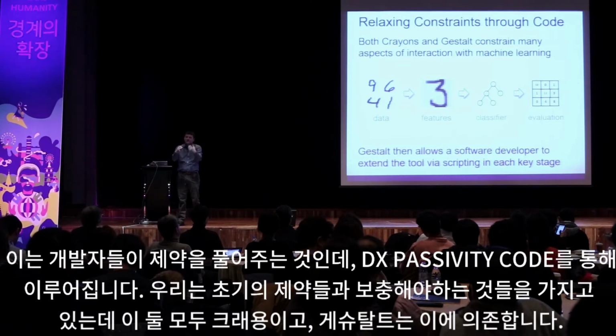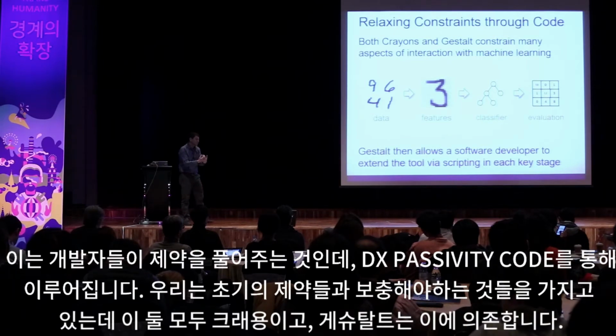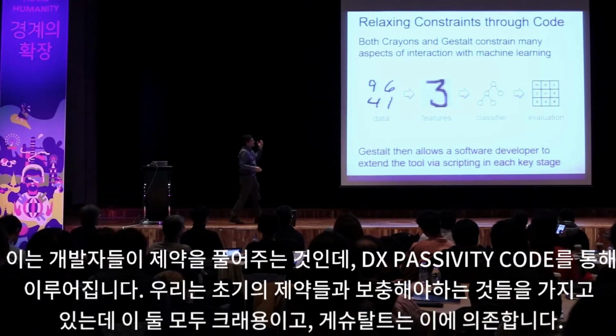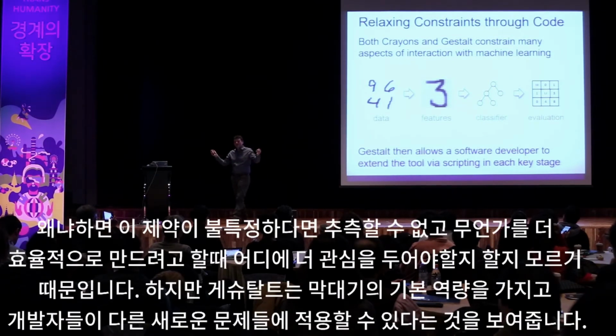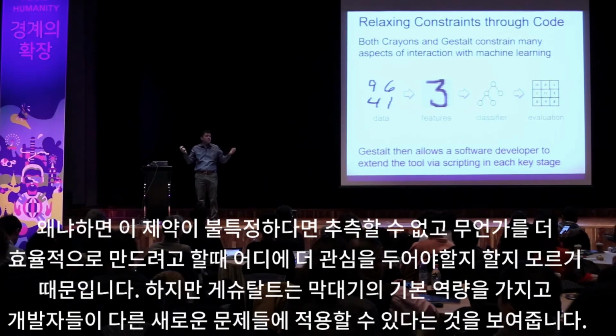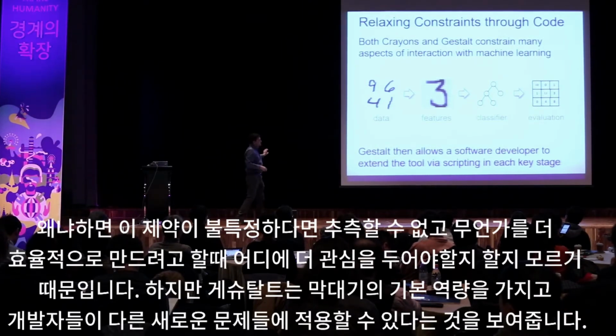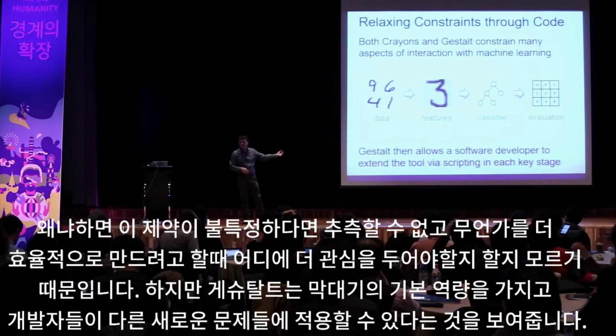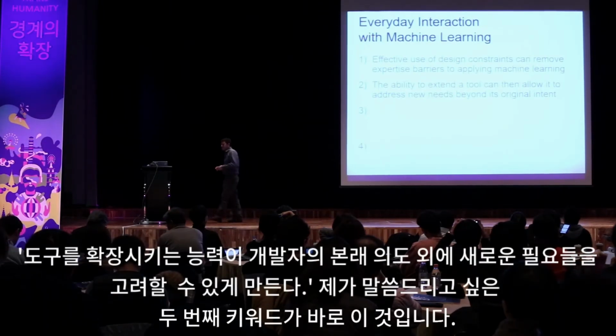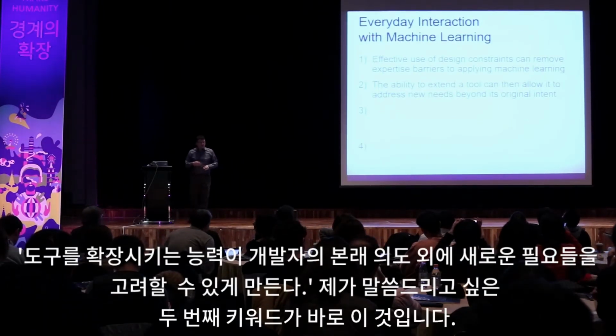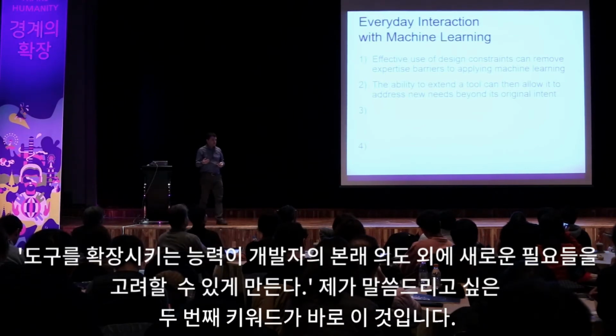So we have an initial set of constraints, we have an initial set of things that we can support, and both Franz and Gestalt rely on that, because if you don't constrain anything, if it's completely unconstrained, then you can't make any assumptions. You don't know what you can really focus on trying to make more effective. But Gestalt shows that you can take the basic capabilities of the pipeline and then extend it onto new problems by giving the developer that ability. And so that's going to be the second takeaway here, is that this ability to extend a tool can then allow it to address new needs beyond the original intent of a developer.